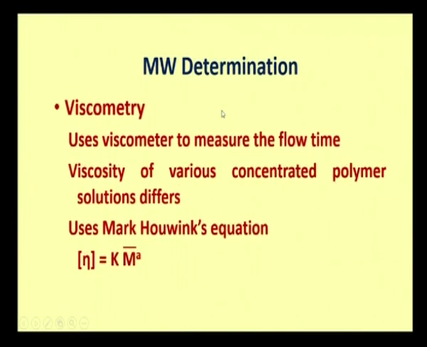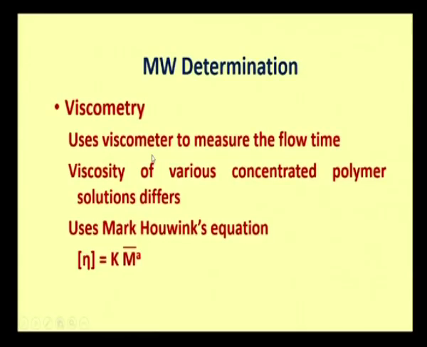The other important method, which is very commonly used, again a laboratory method which does not involve any sophisticated instrument, is viscometry. This viscometry method basically gives the viscosity average molecular weight very quickly in a laboratory. This method uses a viscometer, which is a glass apparatus which is used to measure the flow time.